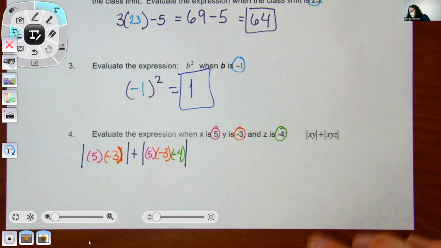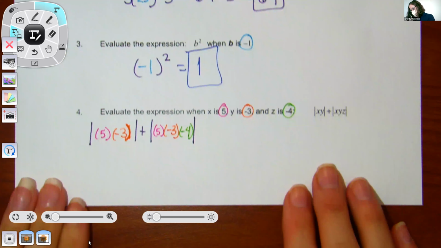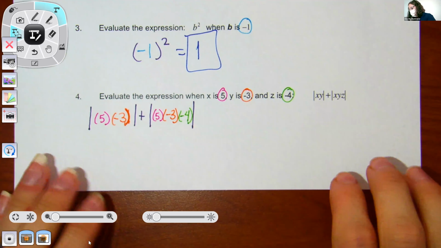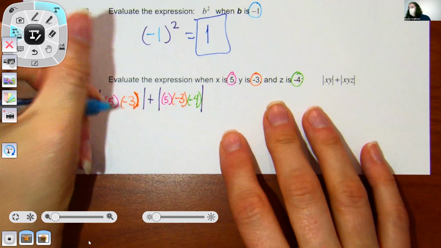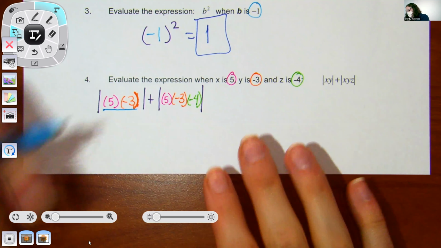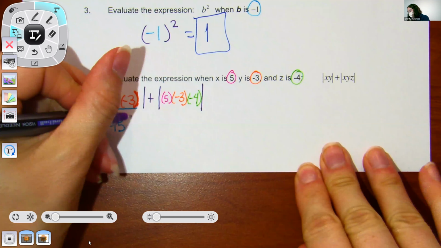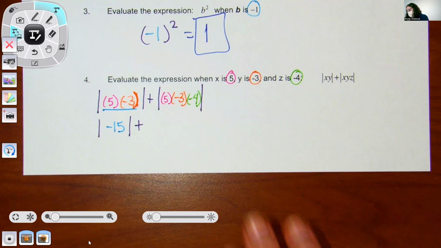Okay. All right, so I've got everything plugged in there. So now I need to basically use PEMDAS to solve this. So 5 times negative 3, we do that first. The absolute value bars in this case are kind of like parentheses. We want to do what's inside there first. So 5 times negative 3 is negative 15. And I'm going to bring down the absolute value plus, and then I'm going to do this multiplication.